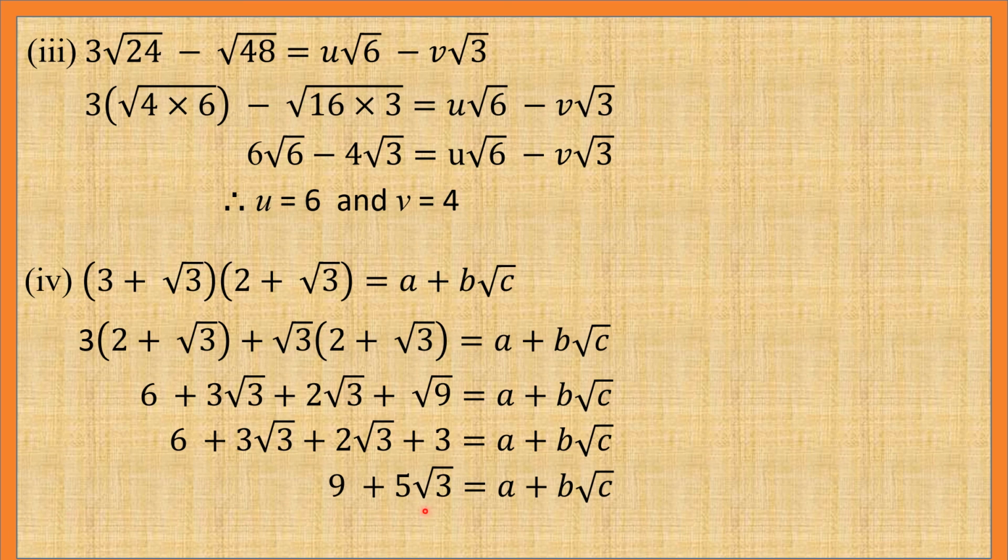When you compare, you see that the left hand side is now in the same form as the right hand side. So comparing them, what stands alone becomes your a. What is in front of the square root becomes your b. Then what is under the square root becomes your c. So a will be equal to 9, b will be 5, and c will be 3.